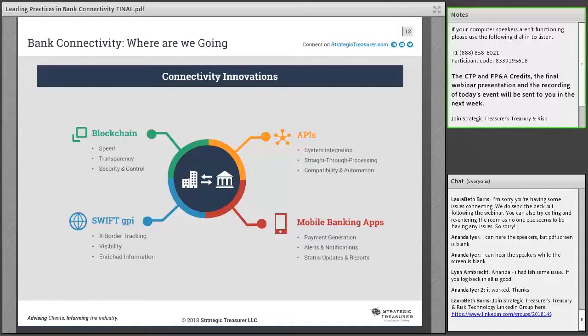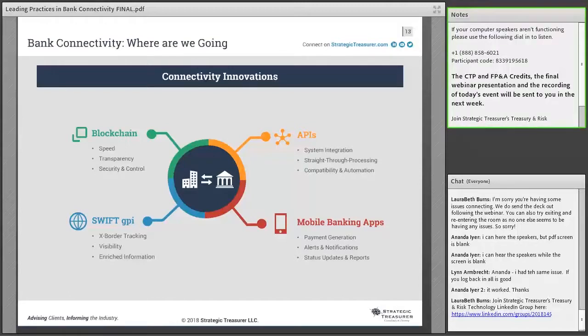If we look at Swift GPI on the bottom left, you think about the challenges you have with payments. I send an international payment. I sent it. The other person hasn't received it. Where is it? We got to send a research. I have to have it researched. That takes time and money. And then finally, 2 days or 5 days later, it pops up and into the account.